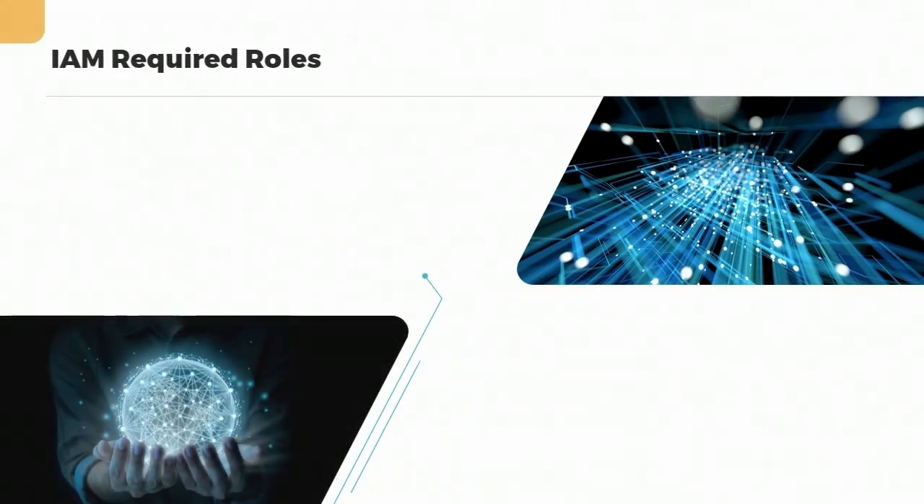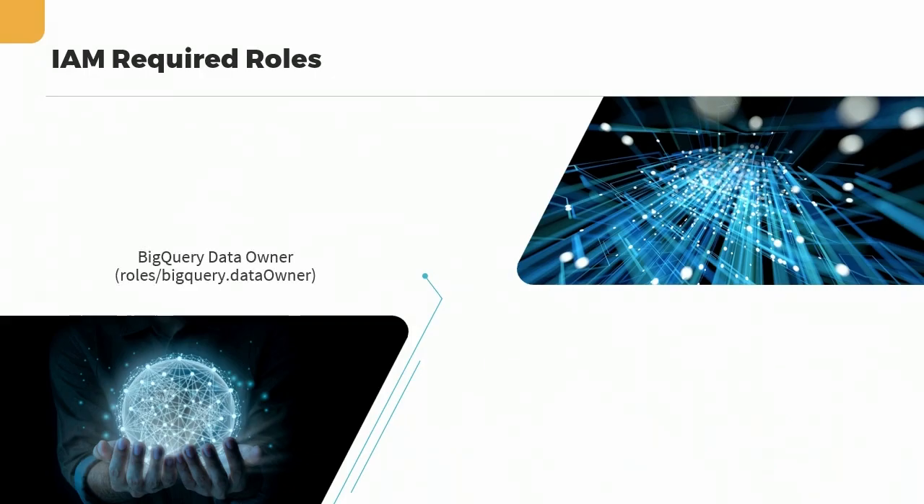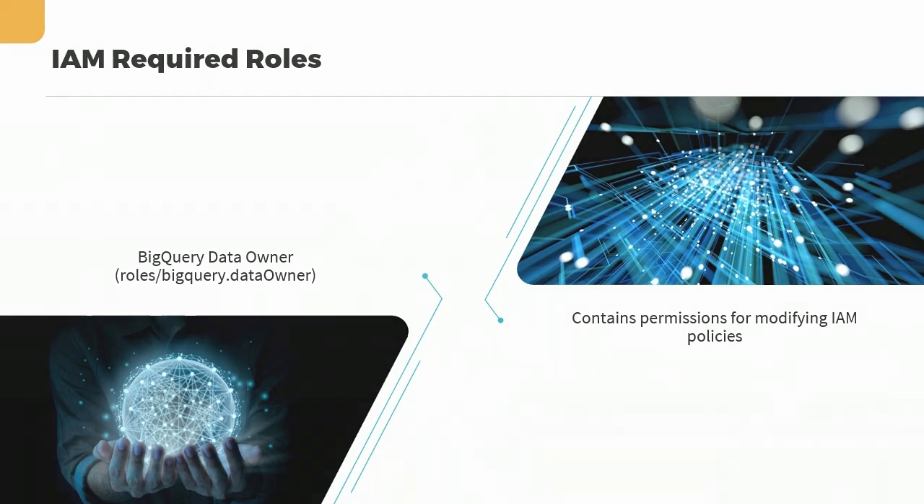Now, there are some required roles that we have to give in the Identity Access Manager. We need to provide the BigQuery Data Owner role. If I'm trying to modify these policies for resources, I have to ask the administrator to provide me this Data Owner role. This is where I am now associated as a data owner in BigQuery, and this is where I can contain permissions for modifying the Identity Access Management policies for specified data sets.